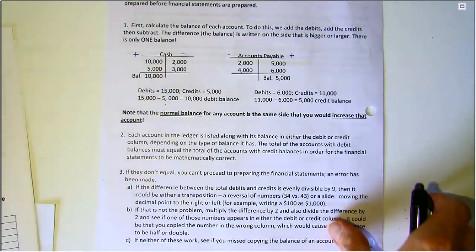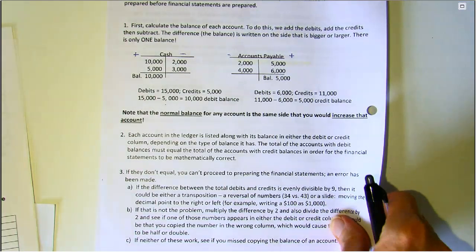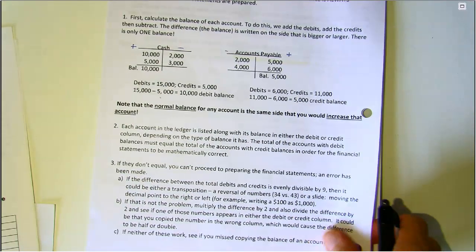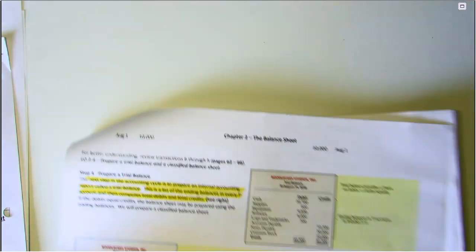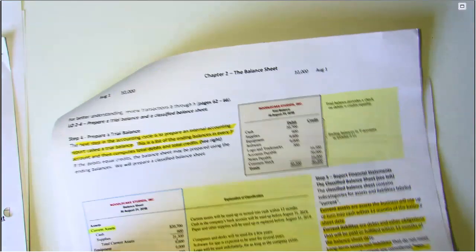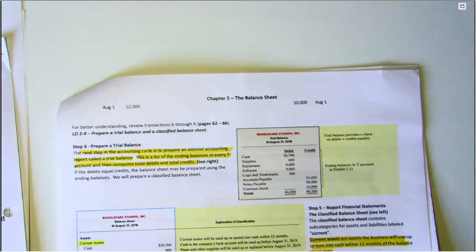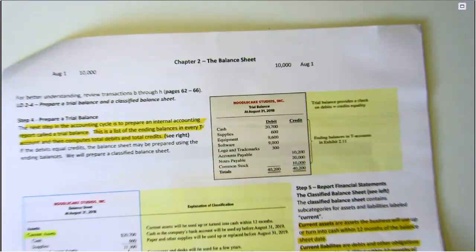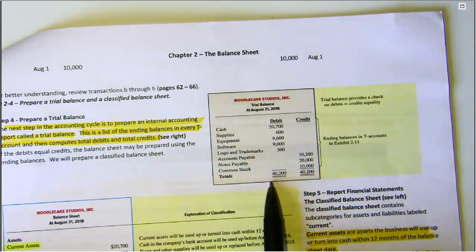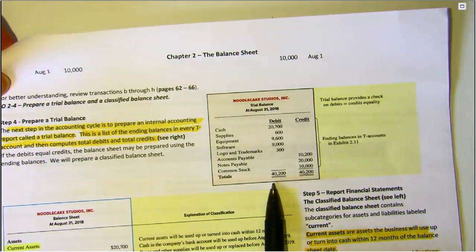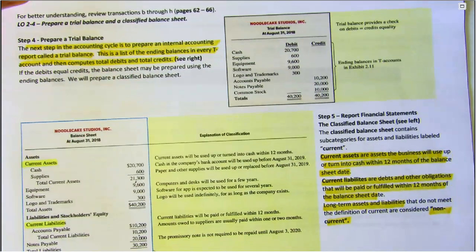Okay, so now let's prepare a classified balance sheet. To do this, I'm going to first go to the Chapter 2 notes. So this is what they look like, and they're also in the Please Print folder in Chapter 2 in Blackboard. Now what we just did is we prepared the trial balance, what we see here. Now we're going to be talking about a classified balance sheet.